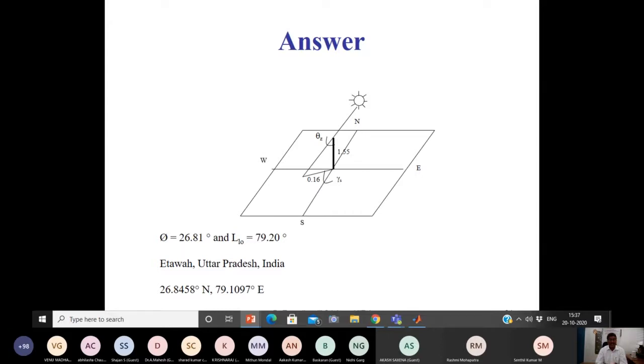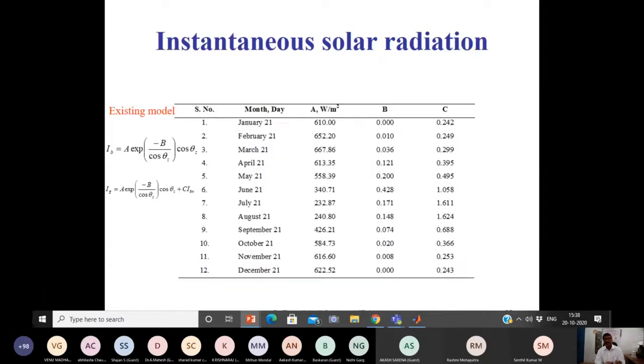That is Etawah in UP, India. So it is easy to trace the position. This is one of the applications of the solar geometry: we are able to trace the position by observing the sun-earth relations.